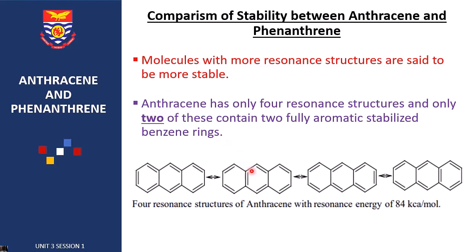If you take anthracene, for instance, out of the 4 resonance structures, only 2 contain fully aromatic stabilized benzene rings, based on the Fries rule. This is one of them. This is another one. This resonance structure has 2 complete aromatic rings, and this as well. This has 1 complete aromatic ring, another complete aromatic ring. So please take note, just 2 out of the 4 resonance structures have fully aromatic stabilized benzene rings in anthracene.